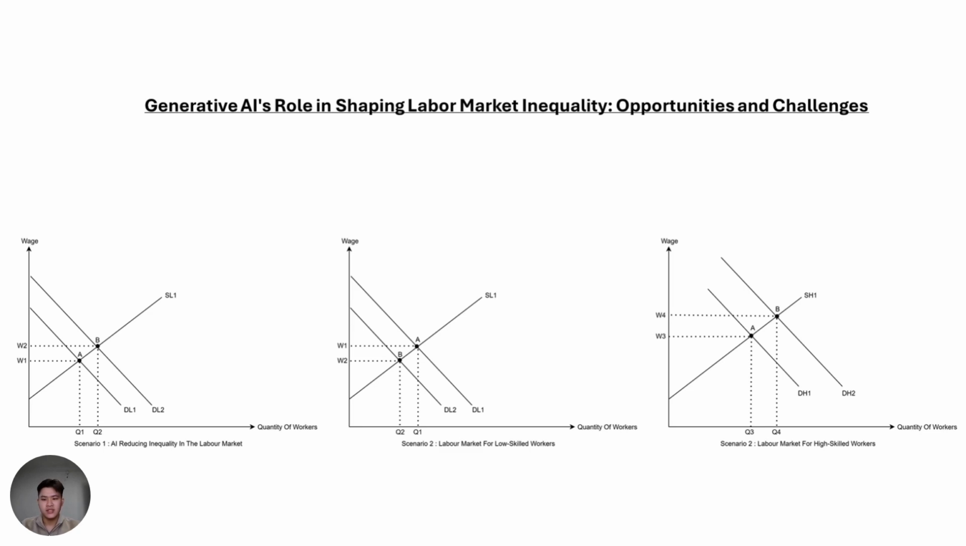In conclusion, if generative AI is implemented in ways that complement the work of low-skilled workers, improving their productivity and demand, it could reduce wage inequality by offering higher wages and increasing job opportunities across the board. On the other hand, if AI mainly substitutes low-skilled labor and primarily benefits high-skilled workers, it could exacerbate wage inequality by reducing demand for low-skilled workers while increasing demand for high-skilled workers, creating a polarized labor market.